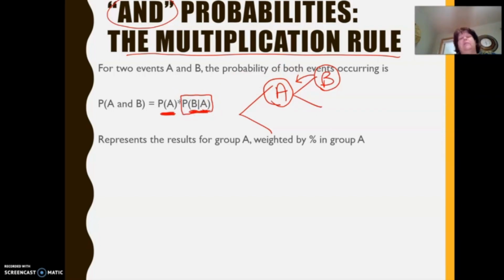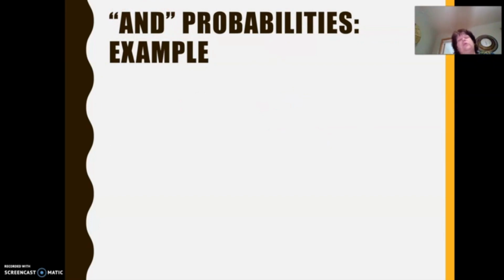P of B given A. And this kind of puts weights on things. It gives more voice to a bigger group. P of A times P of B given A. Now this is on the formula sheet, so you can find that. And the second half of the formula sheet is mostly probability, by the way.